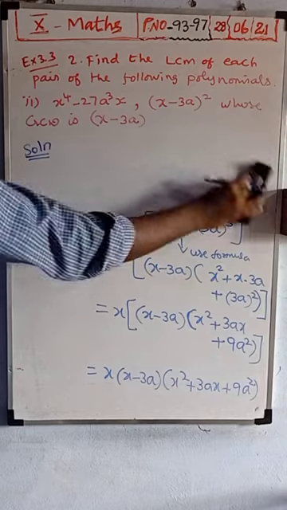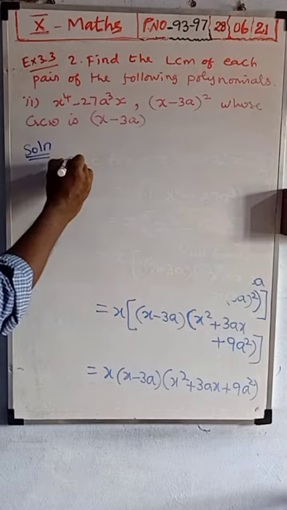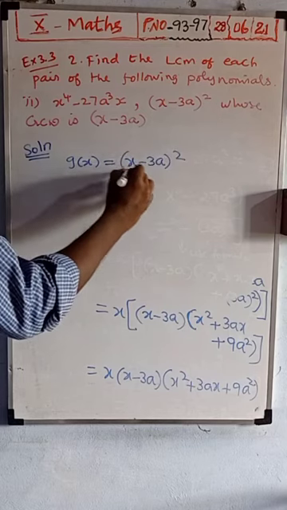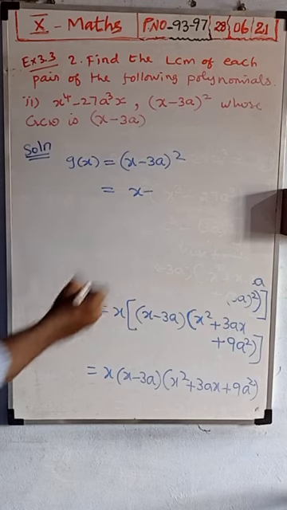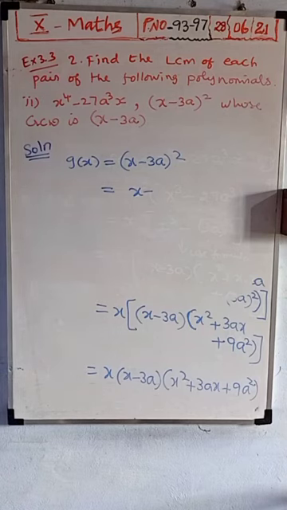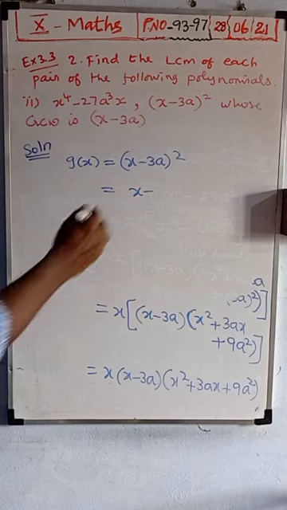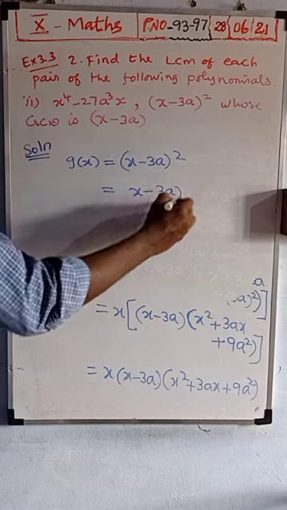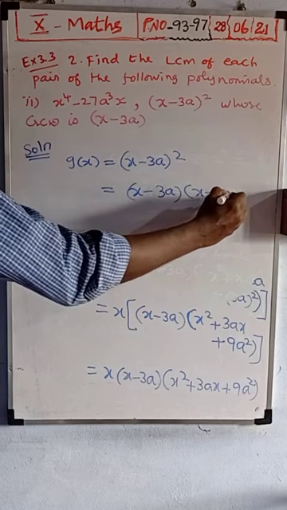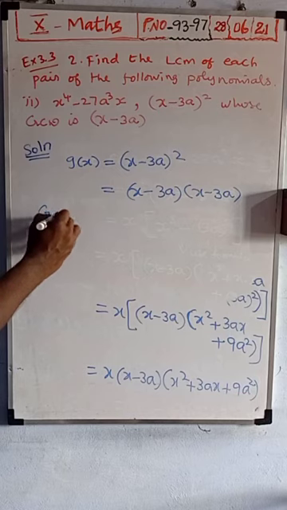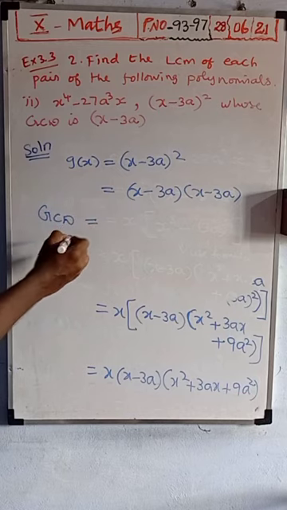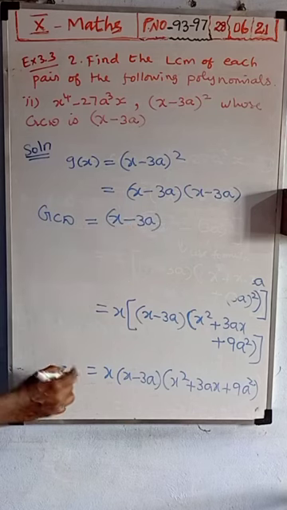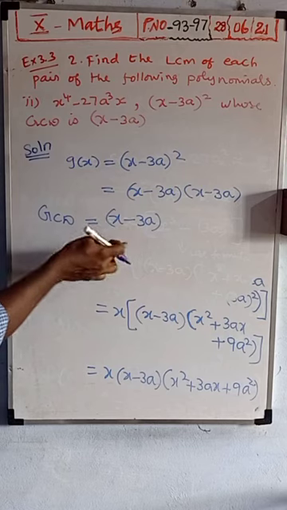Next g of x. g of x is equal to x minus 3a to the whole square. This we can split and write as factors; here there is no need to use a formula. So a square means a into a, and here x minus 3a whole square means x minus 3a into x minus 3a. Next the GCD is given as x minus 3a. So all the factors we received: f of x, g of x and GCD.